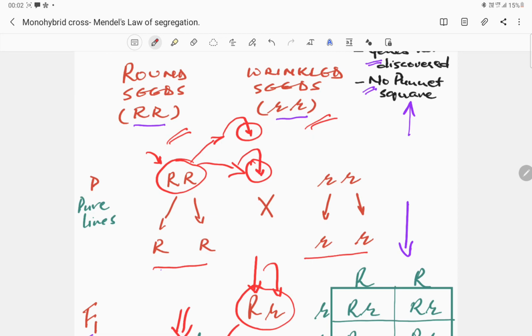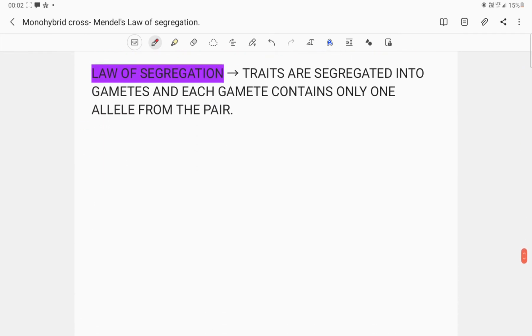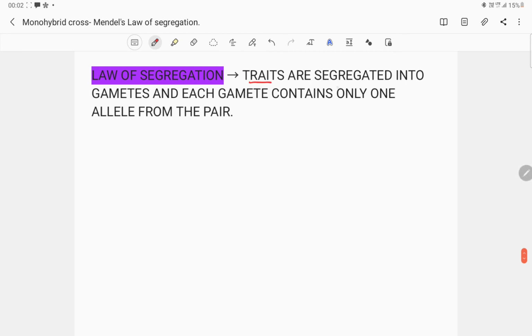So each gamete has one factor from the allelic pair, and this is what is today known as the law of segregation. The statement for the law of segregation is this: traits or characteristics are segregated or separated into gametes, and each gamete contains only one allele from their pair.